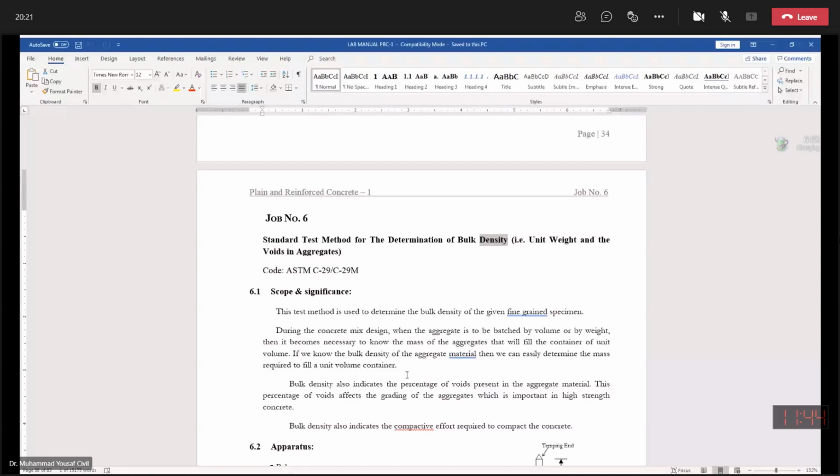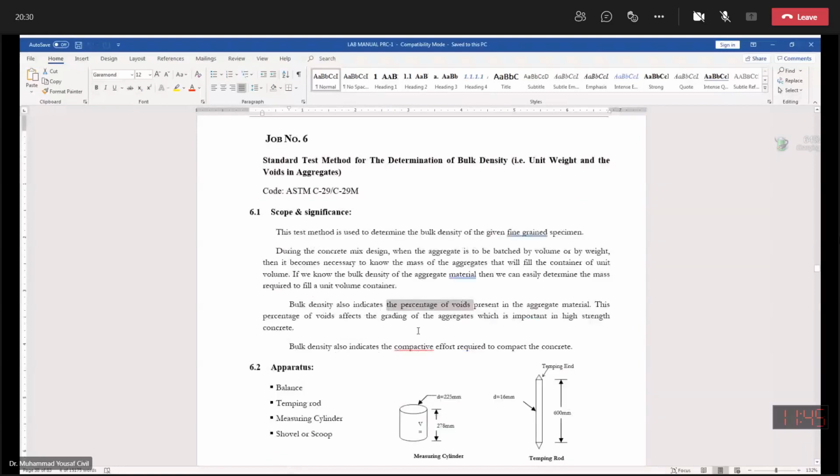It indicates the percentage of weights present in the material. This percentage affects the grading. Is it poorly graded, gap graded, uniformly graded or well graded material? The percentage of voids defines the gradation of the material, and this has been detailed in the last lecture. You know it very well.